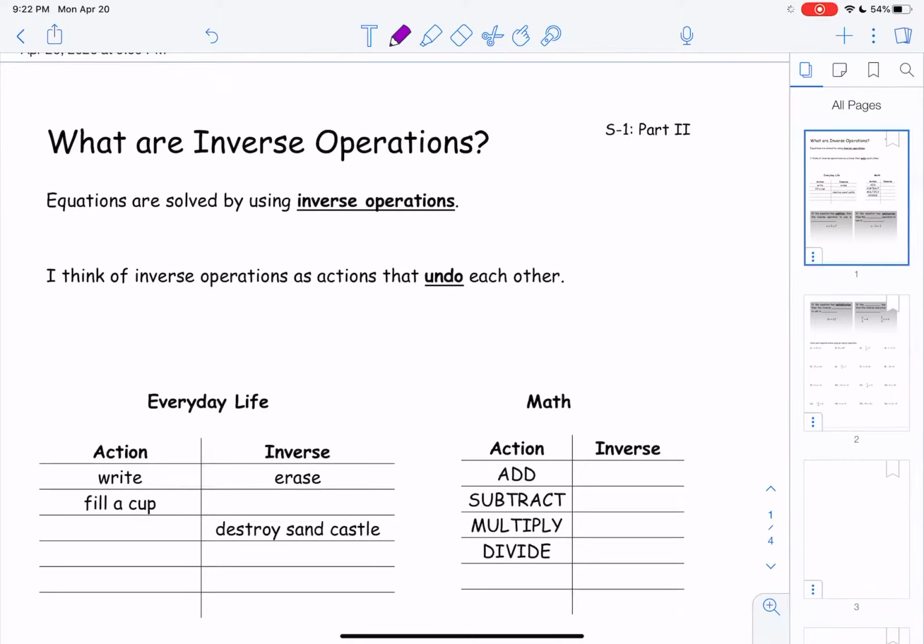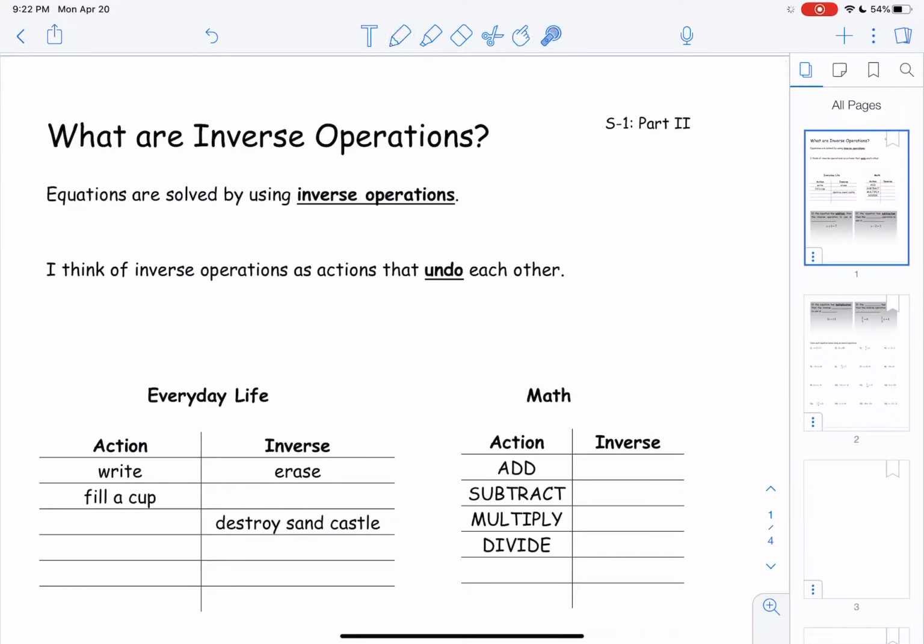So now that you've played that game, we're going to be learning how to generally solve equations, and to do that we need to learn about inverse operations. So what are inverse operations? Well, first of all, equations are solved by using inverse operations. The second thing is that you need to think of inverse operations as actions that undo each other.